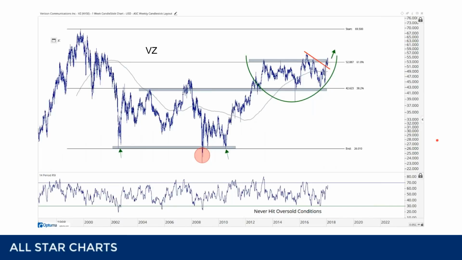Verizon, nice little multi-year base here. It's not the sexiest name, but it pays a nice dividend. And if we are above 54, I think we can own it. I think it goes to 69.5. But if we're below that 54 level, it's probably messy.